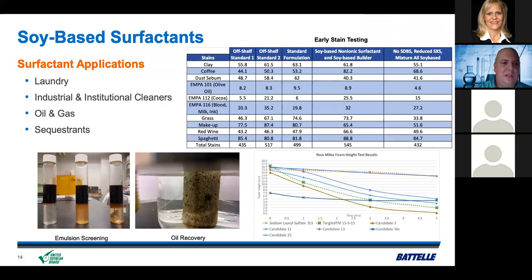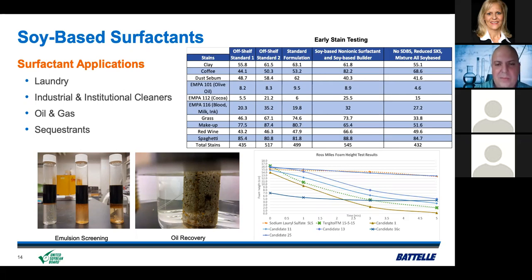So overall, our focus was mainly on laundry, as I mentioned earlier, but we also looked at other areas such as oil and gas, which is enhanced oil recovery. And I just showed you a sequestrant. Early testing, second from the right, you can see we swapped out the non-ionic component. I'll show you the formulation shortly. With candidate 1, which was the citrate, we had improved results as far as stain removal.